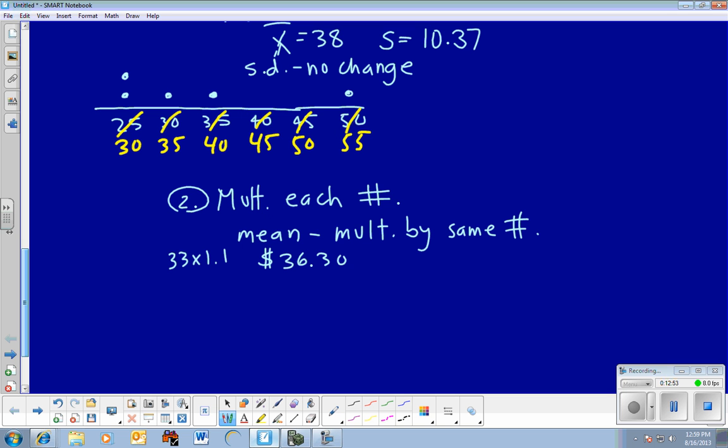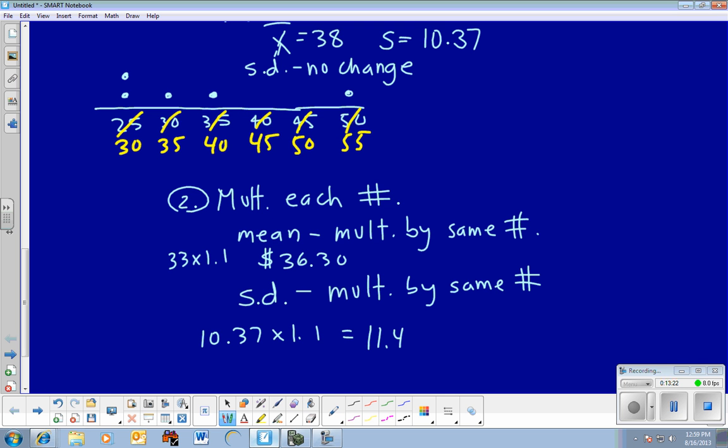So for standard deviation, we are going to multiply by the same number. All right, so our standard deviation was 10.37. And if I take that and I multiply it by 1.1, the standard deviation is going to change, 11.407. Again, not a really important real-world value there, but it does change. Adding to each number, standard deviation won't change, and multiplying each number, it will change.